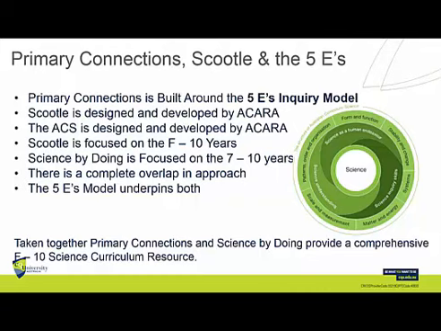The ACS is also designed and developed by ACARA, so obviously these two resources are going to go hand in hand. It's focused on the F to 10, that is SCOODLE. Science by Doing is focused on the 7 to 10. But when we put them together, there's complete overlap in each approach, and the 5Es model underpins both of them. So Primary Connections and Science by Doing together are a comprehensive F to 10 curriculum resource. There should be no lack of guidance, no lack of model, no lack of curriculum connection when it comes to us doing our own assessment, because we have some excellent standards to follow here.